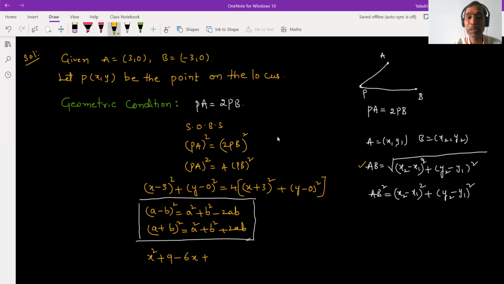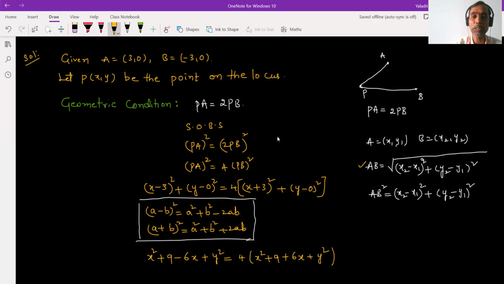Don't expand this with the (a minus b) whole square formula. That would mean y square plus 0 square minus 2 into y into 0. Don't write like that. Just simply y minus 0, that is y square. So simply write y square, which equals 4 into, again you should write it here: x square plus 9 plus 6x, (a plus b) whole square, right? Now plus y square.